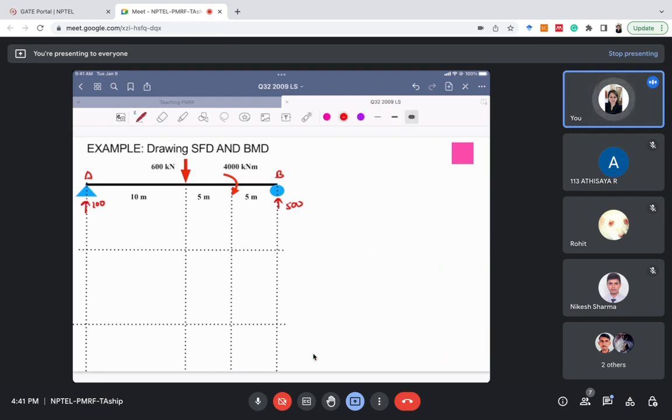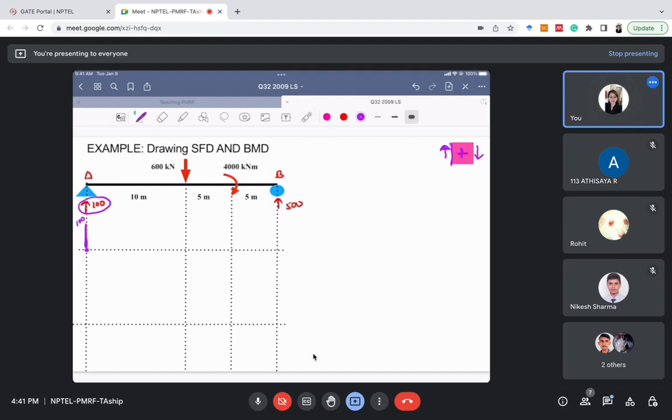Now we'll start with drawing the SFD for this question. I'm following the same sign convention. This is positive shear force. Now we'll start with this section. At section A, there is a reaction of 100 kilonewton, which is in the upward direction. So when the left part of the section is upward, the shear will be positive. So here we will draw 100 kilonewton in the upward direction. So we know the shear force at section A.